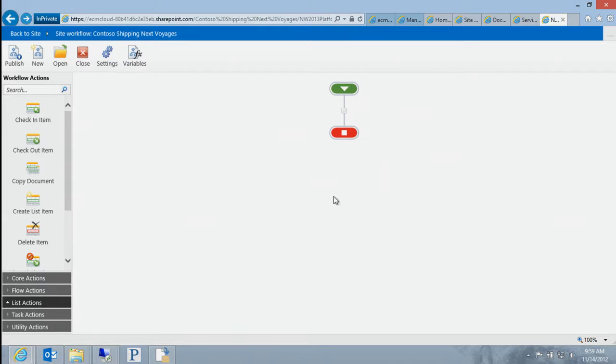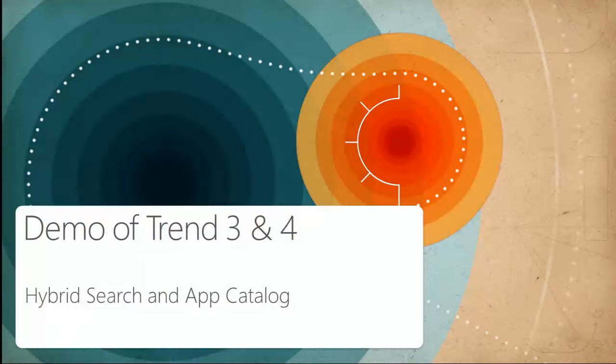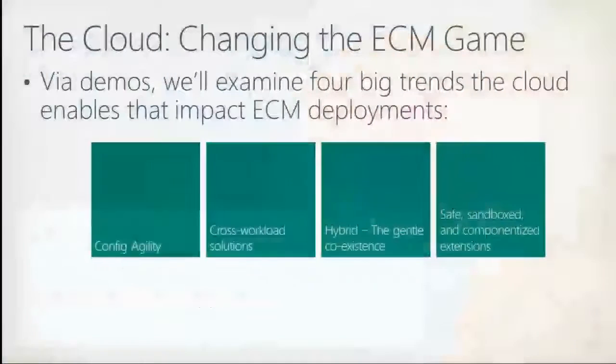So going back to the PowerPoint, we'll look at the four principles that we wanted to end the talk with. The config agility, allowing you to prototype. The cross-workload solution is going to continue to be a focus for us and enable us to take some pretty complex technologies and abstract all the auth protocols away from you and make it our problem. Hybrid will continue to be a reason to bet on Microsoft, as we know that nobody's going to move their entire system from day one. And the safe sandbox and componentized extension model really democratizes the ECM marketplace in a way that's never been possible before. And so those are four principles.